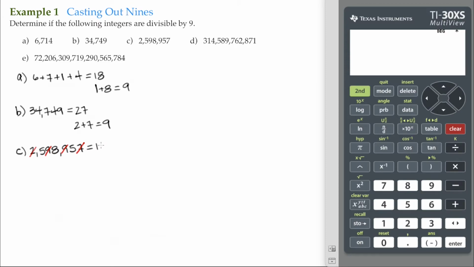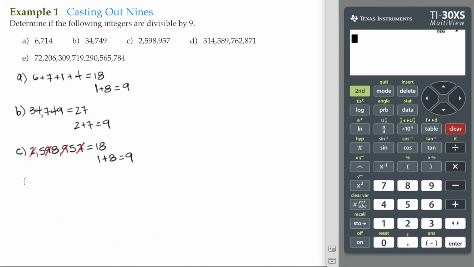So I'm left with 5 plus 8 plus 5, and 5 plus 8 plus 5 is 18. And of course, we know 18 is divisible by 9, or we could also go 1 plus 8, which equals 9, and of course 9 is divisible by 9. So 2,598,957 is divisible by 9.